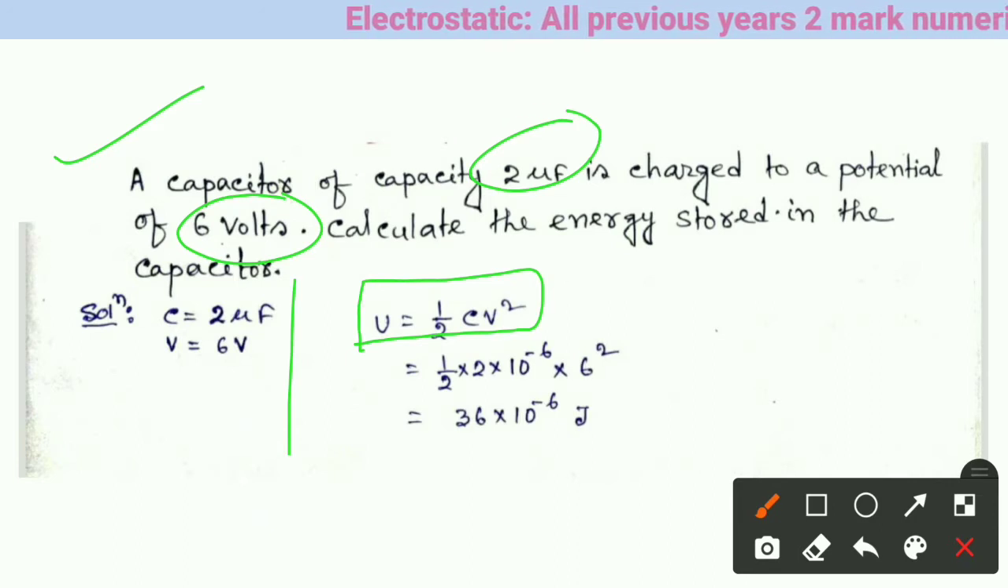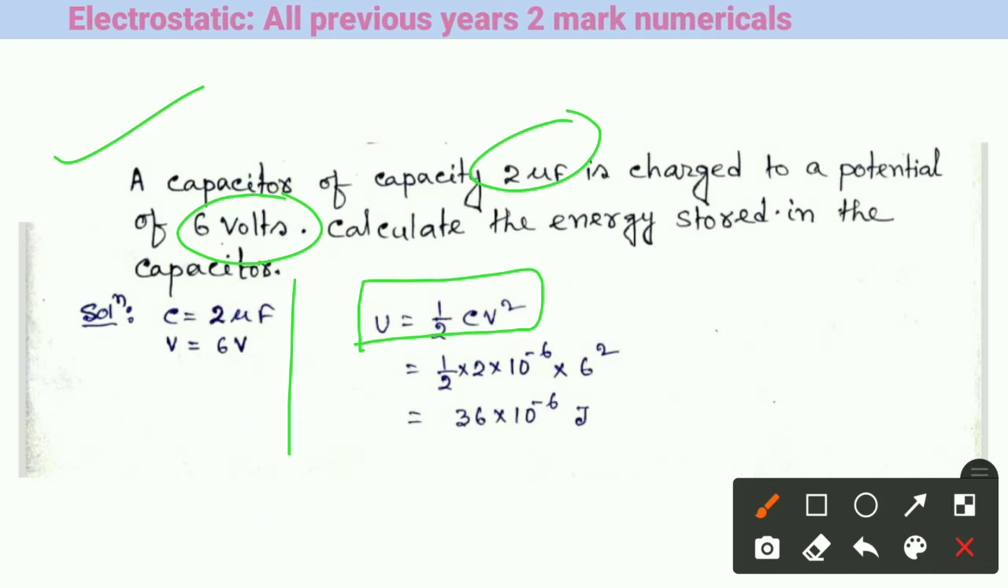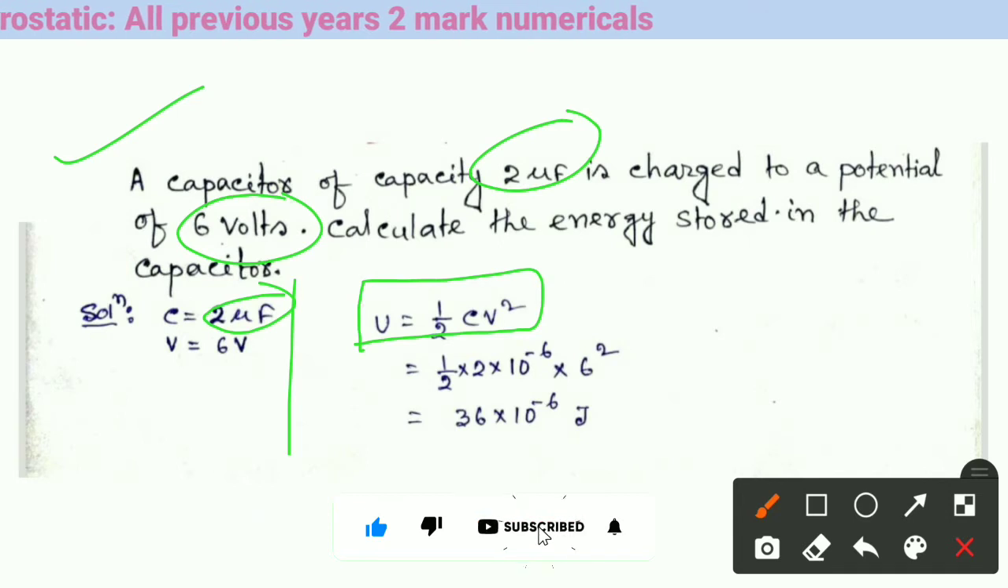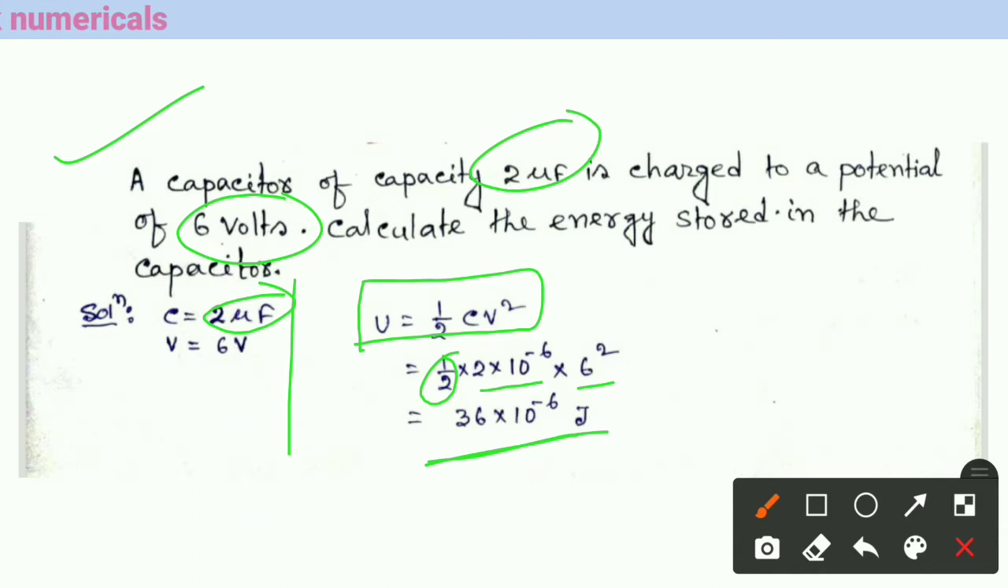Now we have to convert all the units into the same SI unit. So we have to convert C into SI, that means this 2 microfarad we have to convert into farad. Now 2 microfarad is equal to 2 into 10 to the power minus 6. So half as it is, C is equal to 2 into 10 to the power minus 6, and V square, that means 6 square. Final answer will be 36 into 10 to the power minus 6 joule.